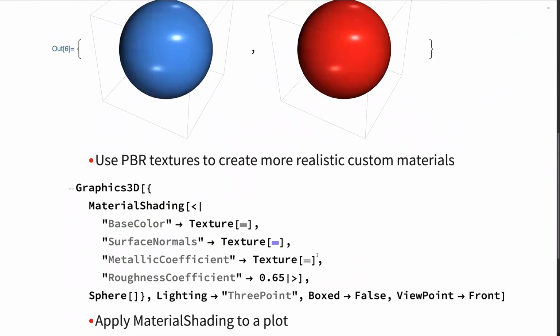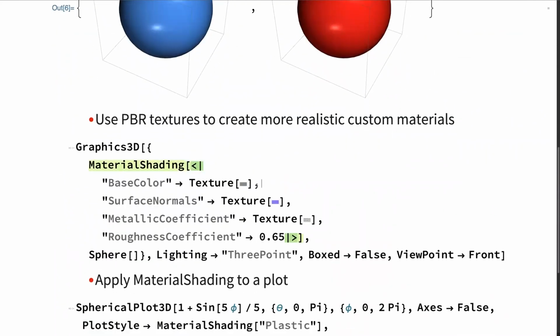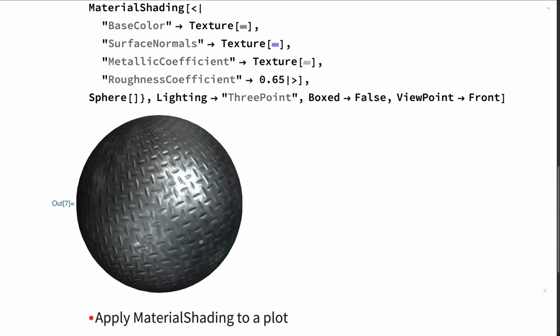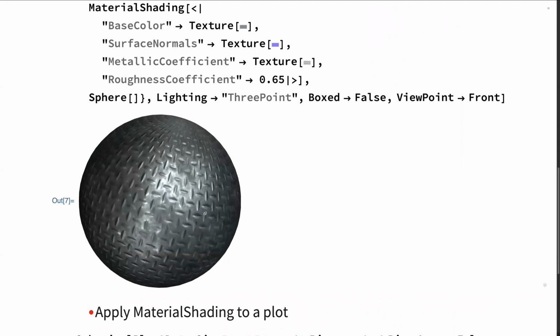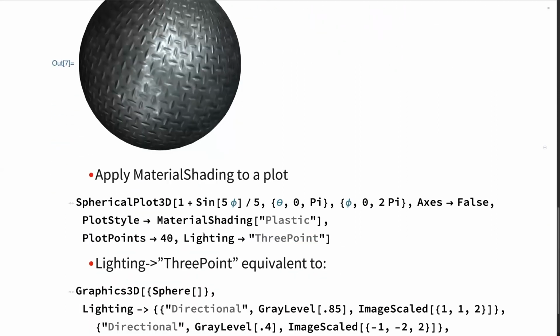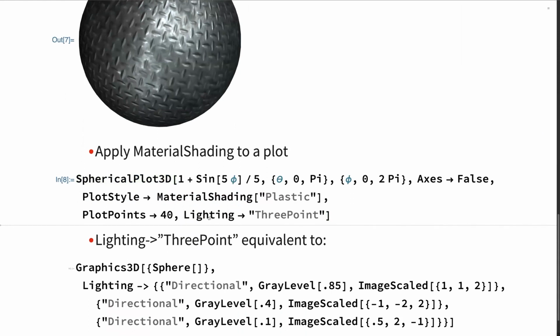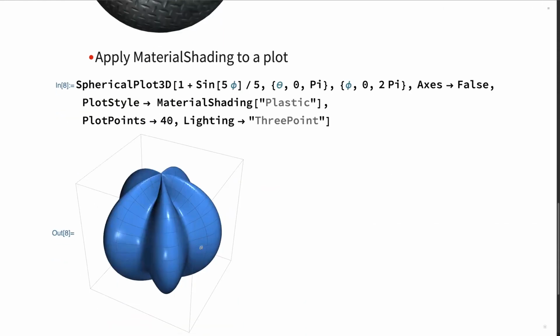And then you can do much more advanced things, where you can create your own custom materials that are much more realistic looking, and you can actually bring in textures for each of these optical properties of a material, and you can generate quite complicated real world looking surfaces. You can apply material shading to your plots by putting it into the PlotStyle option. And here you'll get a plot that looks plastic.